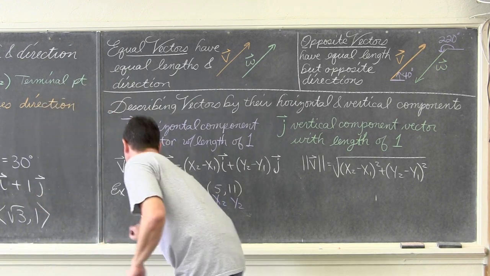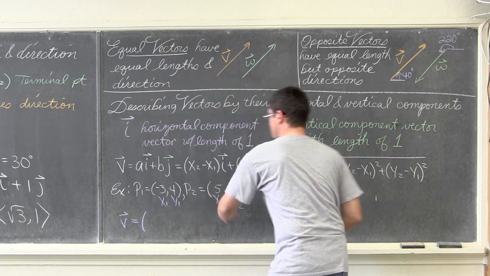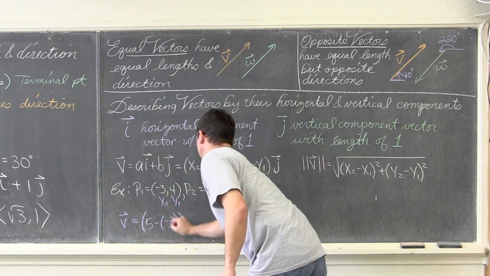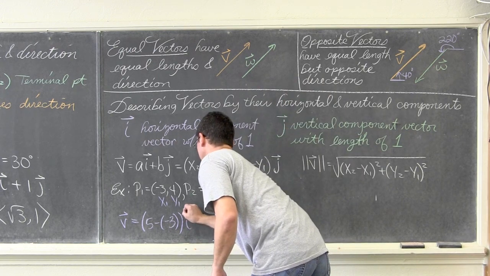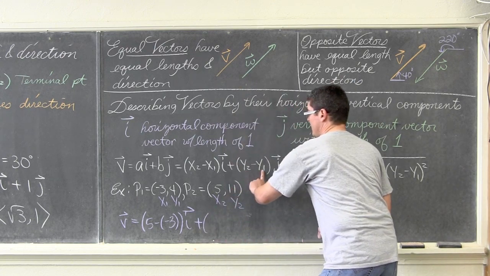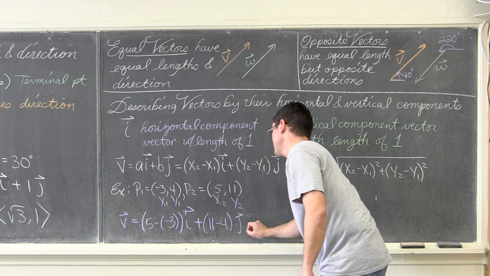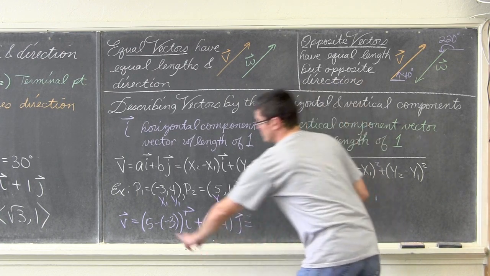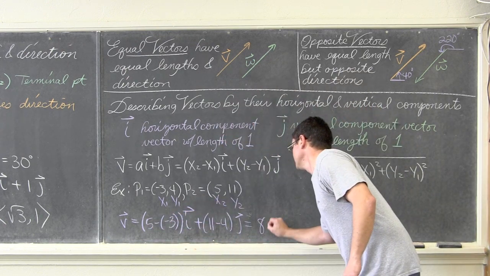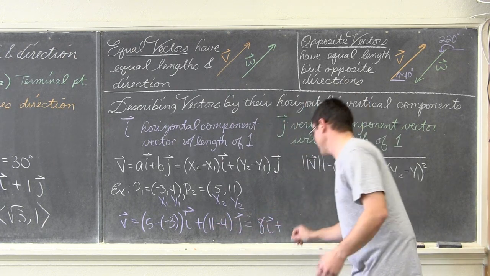So vector v is going to be equal to x sub 2, which is 5, minus x sub 1, which is negative 3, with the i vector, plus y sub 2, which is 11, minus y sub 1, which is 4, times the component vector j. And that comes out to be, well, anytime you have two negatives next to each other, they cancel out. So it's going to be 5 plus 3, which is 8, so 8i plus 11 minus 4, which is 7j.